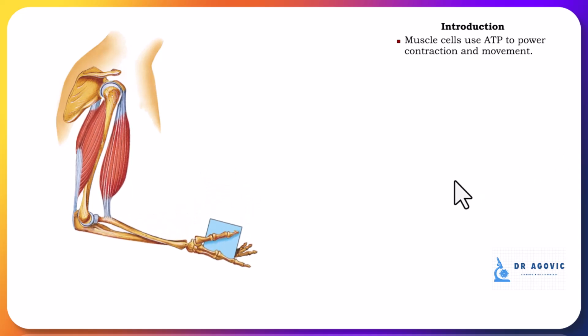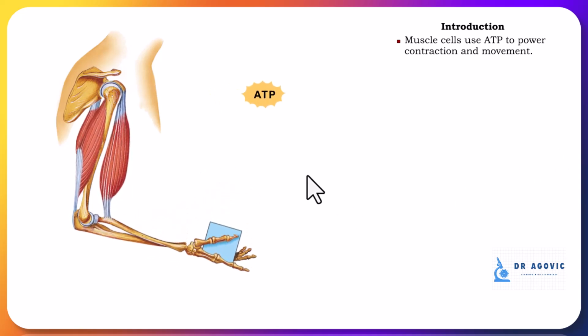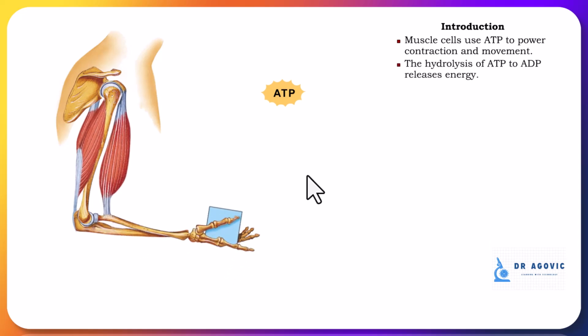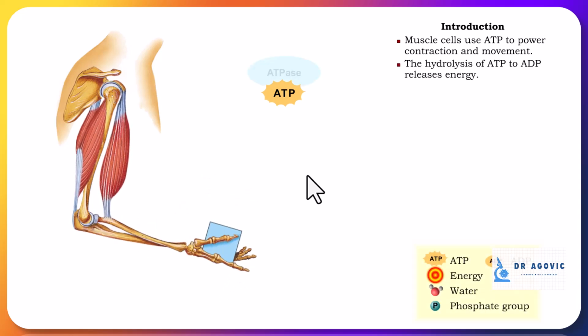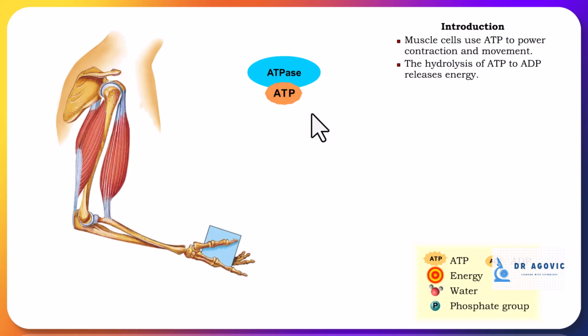All cells require energy to function. Muscle cells utilize ATP as a fuel to power contraction and movement. When an ATP molecule is converted to ADP through the removal of phosphate, energy is released.